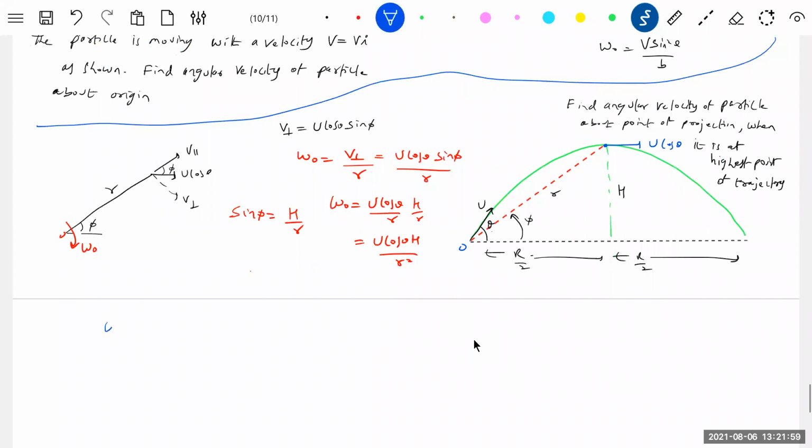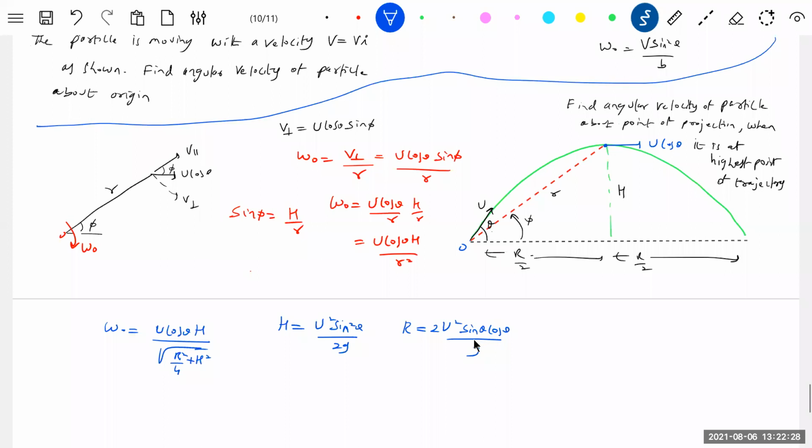So this will be omega naught equals u cos theta h over r square, where r square will be R square by 4 plus h square. What is h? U square sin square theta by 2g. What about the range? Range is given by u square sin theta cos theta by g. Substitute them, you'll get the angular velocity.